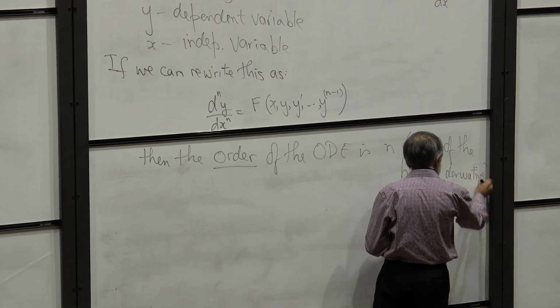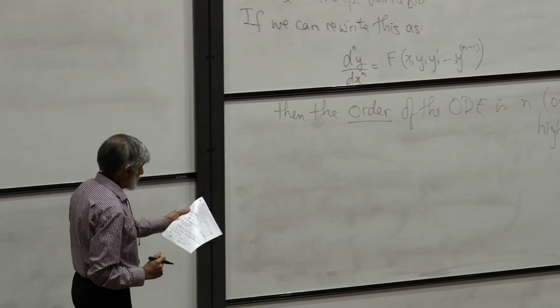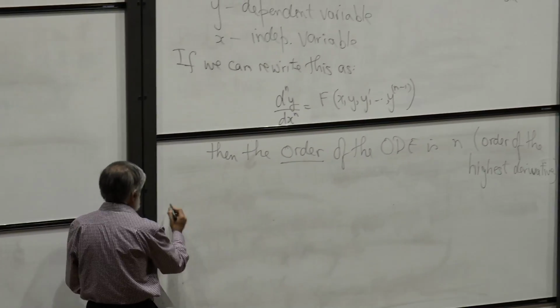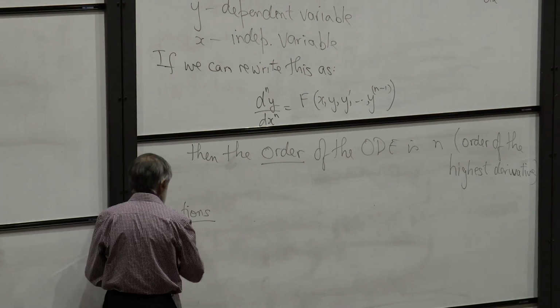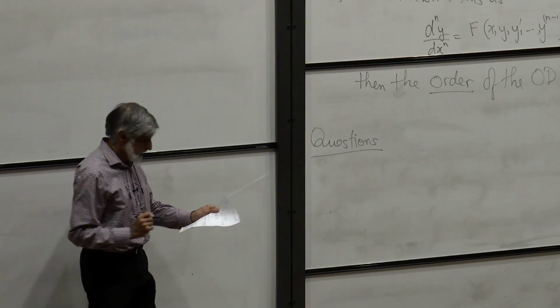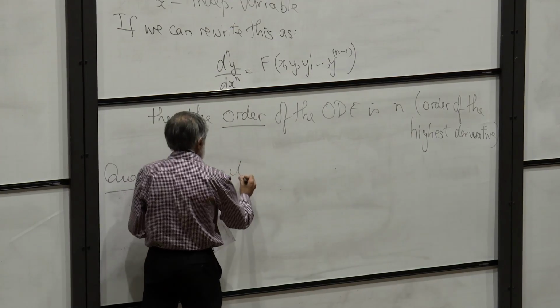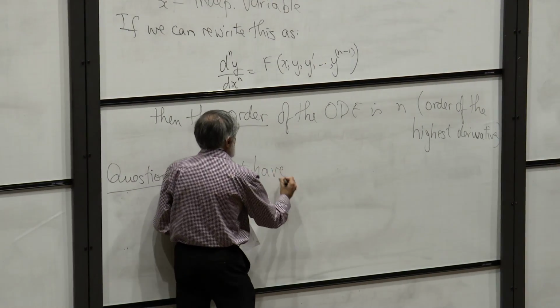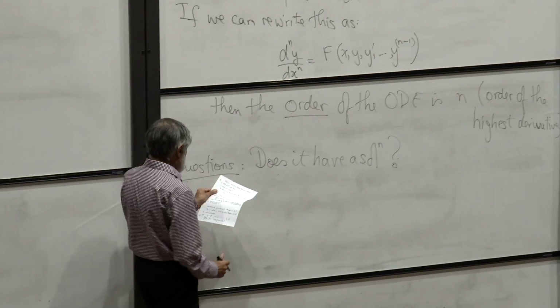And this should be all stuff that you've heard before. Okay? And so a question, or questions, that we would have with our nth order ODE would be: does it have a solution? And is the solution unique?